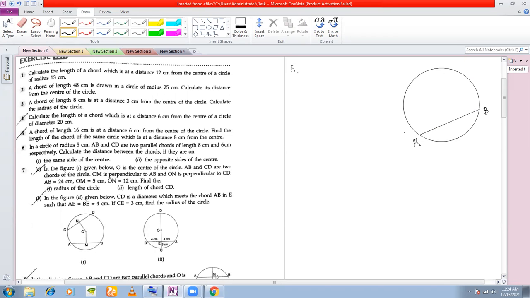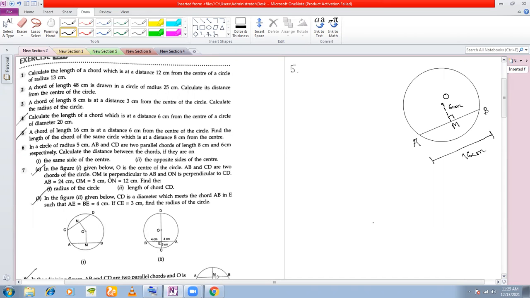Okay. Is at a distance of 6 centimeter from the center of the circle. Let's call this point O as the center of the circle. If this chord is at a distance of 6 centimeter, then if you draw a perpendicular here from O to AB, and if you call this point M, then what is the length of OM given? 6 centimeter, right? So chord of length 16 centimeter is at a distance of 6 centimeter from the center of the circle. So this length is 16. Let's mark it here so that we remember this length is given.